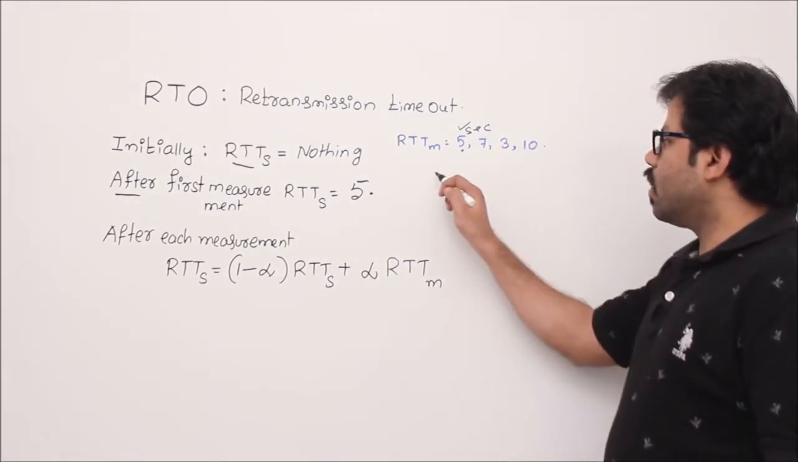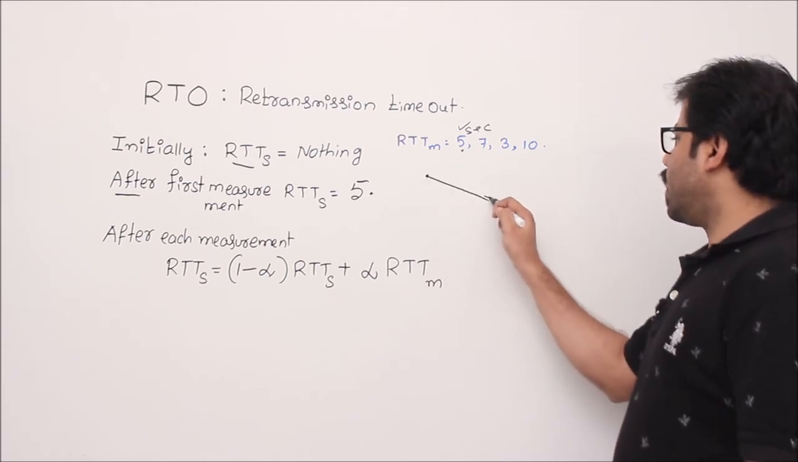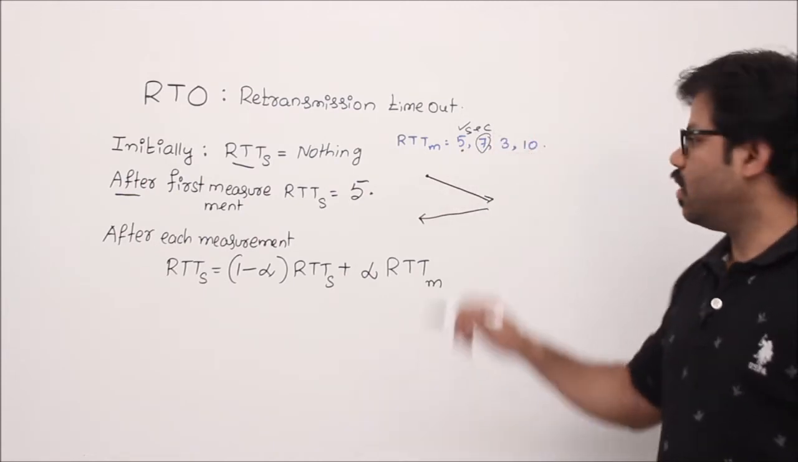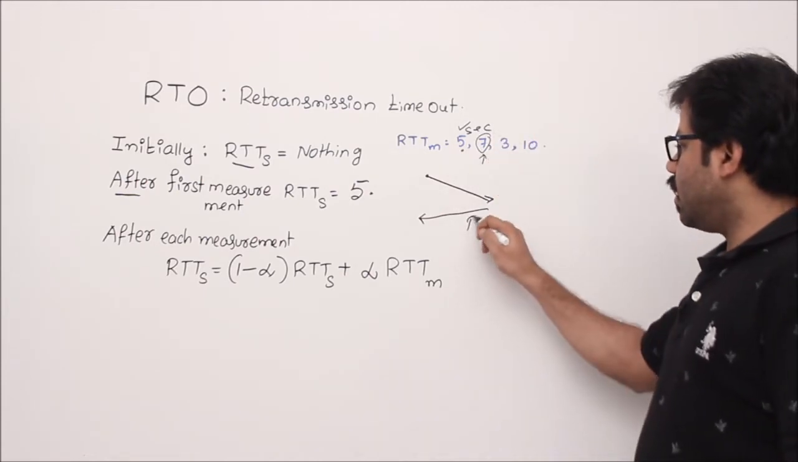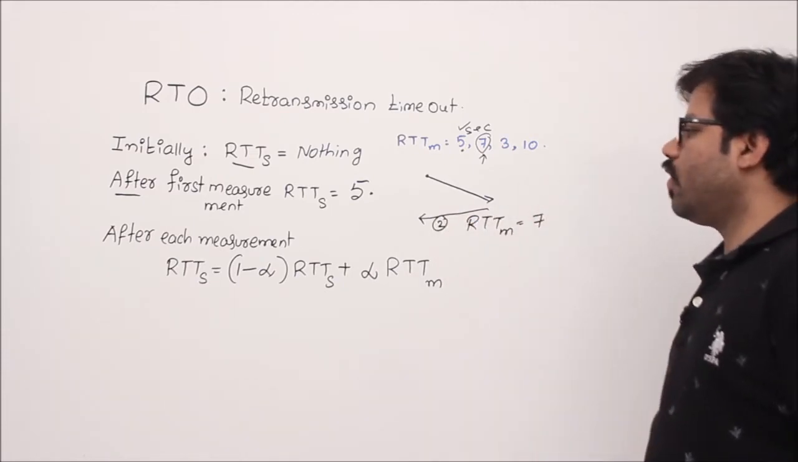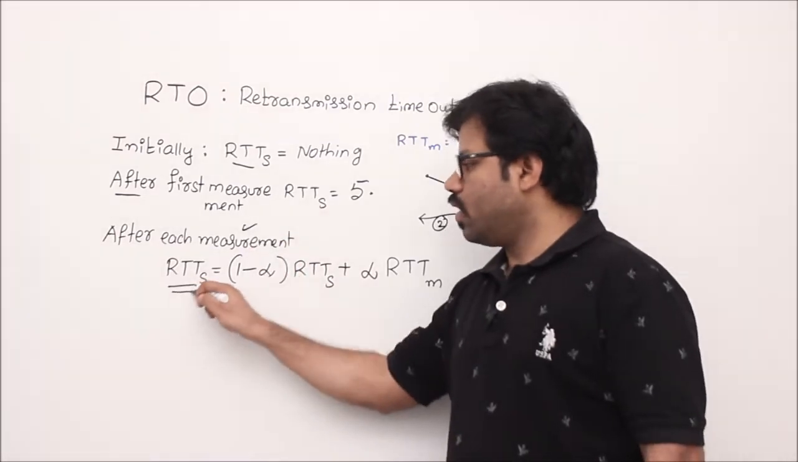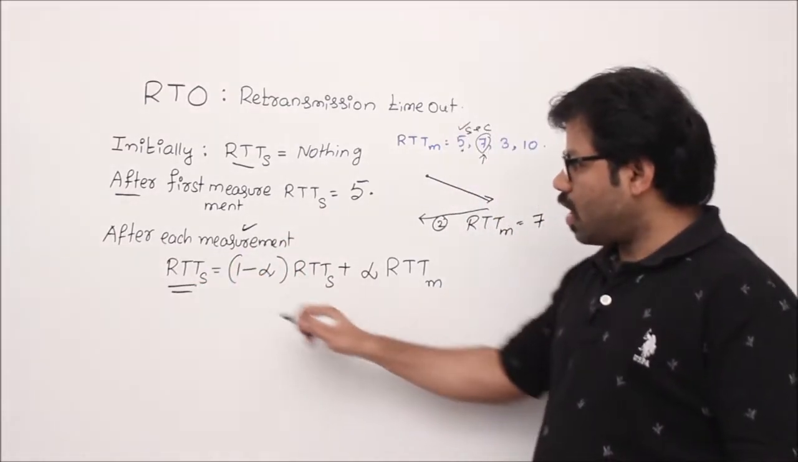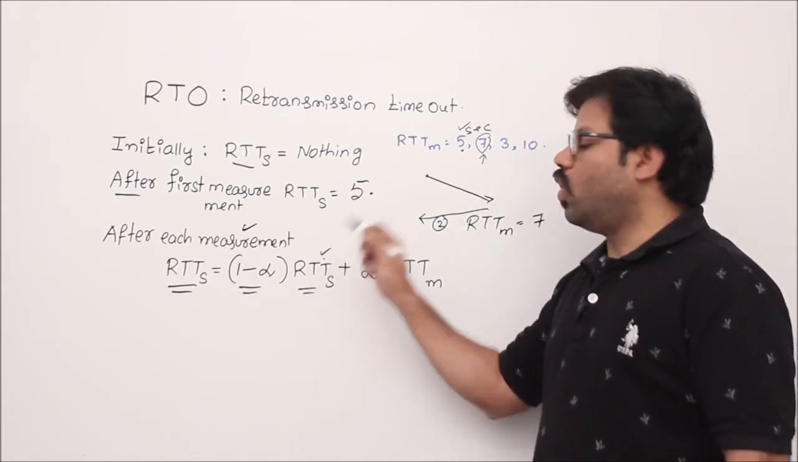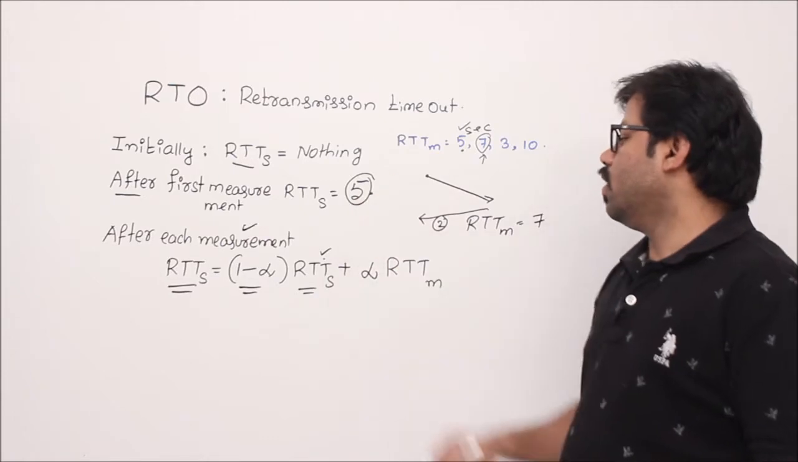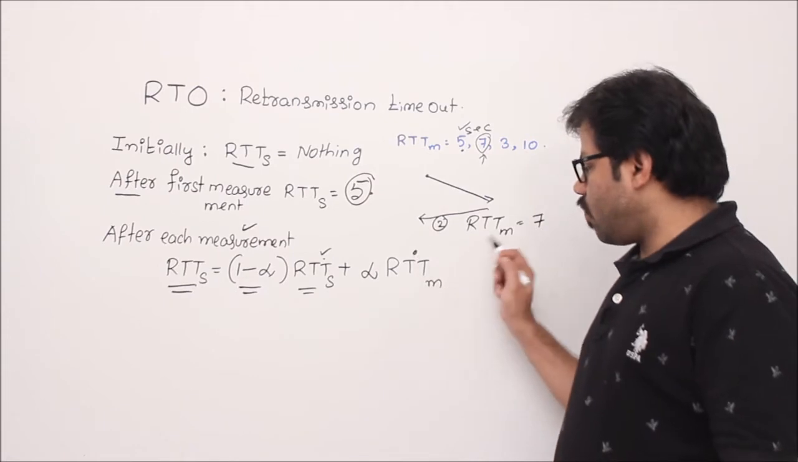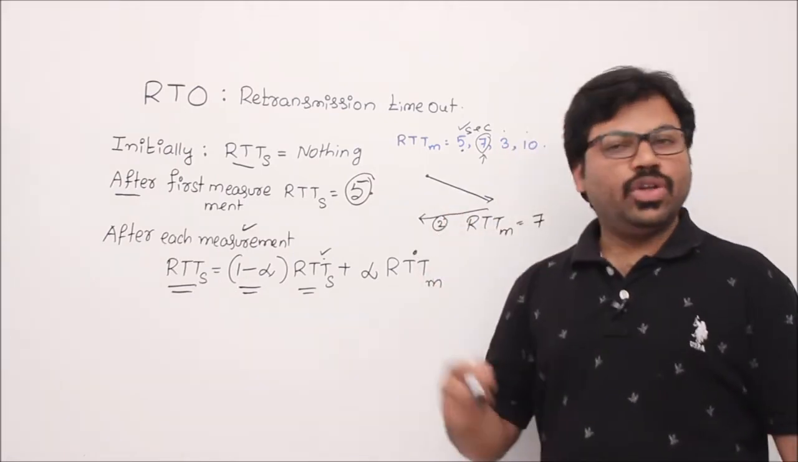At this moment, let's say you are sending the second packet. When you send the second packet, you get an acknowledgement, right? That acknowledgement came after 7 seconds, correct? Then the second RTT measurement is 7. Now we are going to calculate RTT smooth for the second time. For the second time, RTT smooth is (1 minus alpha) into RTT smooth, which is the old value. What was that? 5. Plus alpha into the RTT of the new measurement. So for every new measurement from now onwards, we are going to compute a new RTT smooth.